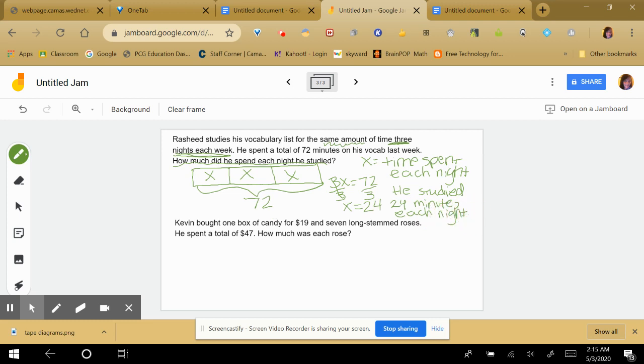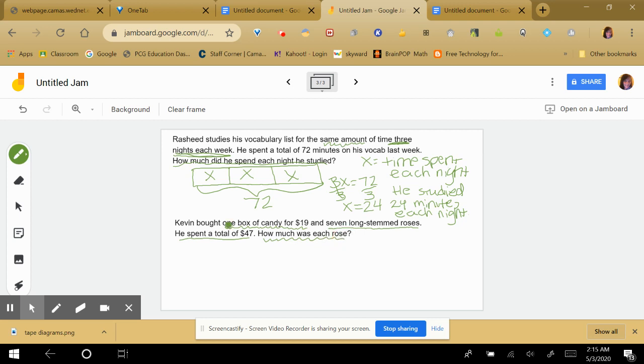Okay, last one. Kevin bought 1 box of candy. That's important. 1. So that's telling us it's only going to happen 1 time. We're probably not going to need to multiply it. Doesn't look like it's going to be a variable because it's Kevin bought 1 box of candy. And 7 long-stemmed roses. I wonder how much those roses cost. Are they going to tell us? He spent a total of $47. How much was each rose?